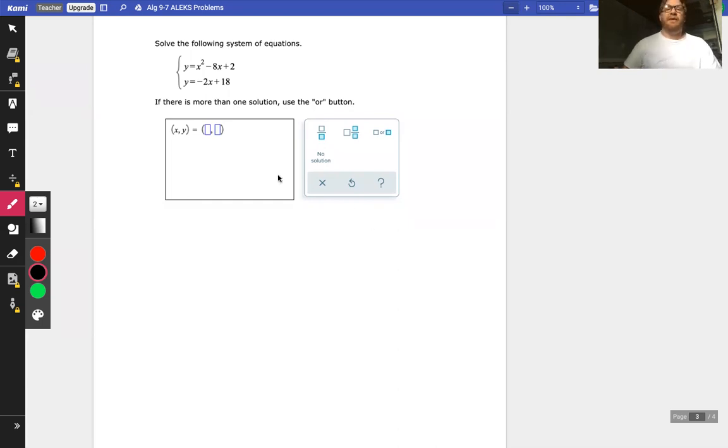So I've got two equations here, all right? I've got y equals x squared minus 8x plus 2. That's my quadratic, all right? So this is my quad, and then this one is my linear. And the reason this one's quadratic is because I have this x squared term right here. That 2, you look for that exponent.